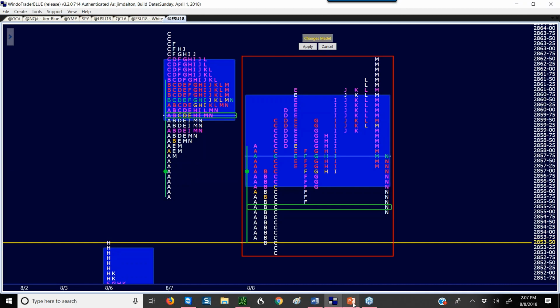What is a TPO? TPO stands for time, price, opportunity. In its simplest form, every single letter on the profile is a TPO. A TPO is a way that we count, it's a way that we measure things. You'll see that very shortly.